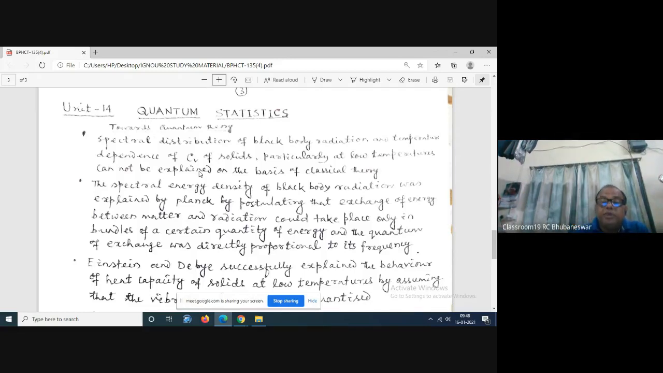Similarly, the specific heat of solids depends upon the temperature. The classical theory doesn't explain the variation of specific heat of solids with temperature at low temperature. And that was explained successfully by Einstein and Debye by assuming that the vibrational energy was quantized. That means the energy is transferred from one portion of the solid to another not in a continuous way, but in bundles, packets, or quanta of energy.